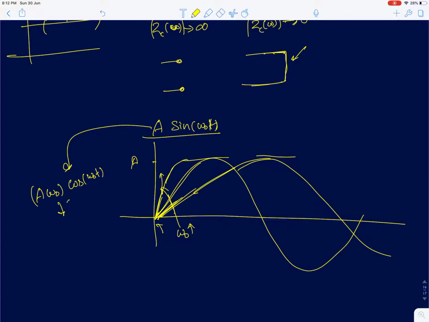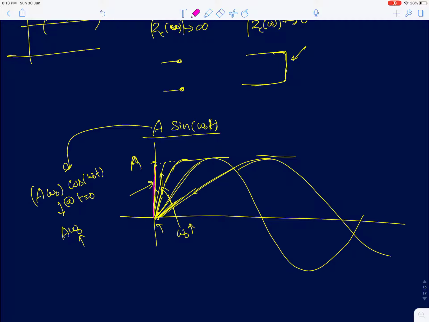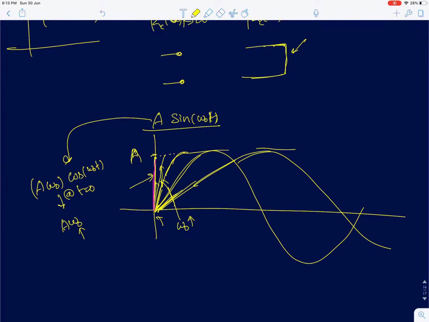So at t equal to 0, this reduces to A times ω₀. The slope now depends upon two parameters: one is A, the other is ω₀. Now, if A is finite, but I make ω₀ go to infinity, then these lines would keep on approaching the y-axis itself. For an infinite frequency sinusoid, the line would simply look something like this, a sudden step change.